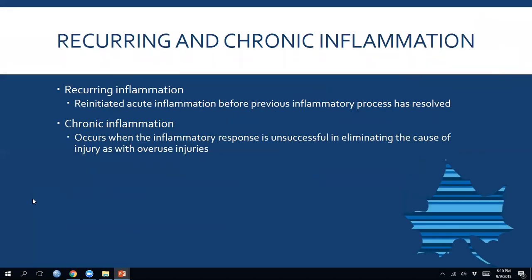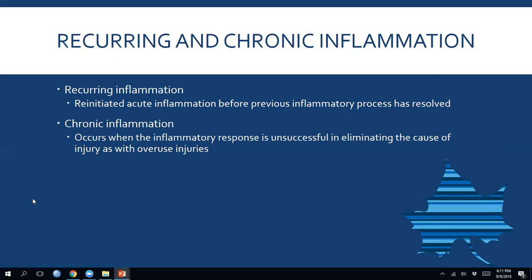And so anytime that we have some sort of reoccurring or chronic inflammation, here's what's happening. So this is that micro trauma. If you have recurring inflammation, this means over and over and over, the acute inflammatory process is going to begin before it has actually resolved. So that idea of you sprain your ankle and it's starting to heal, and then you sprain it again, and then it starts to heal and you sprain it again, that's reoccurring inflammation.